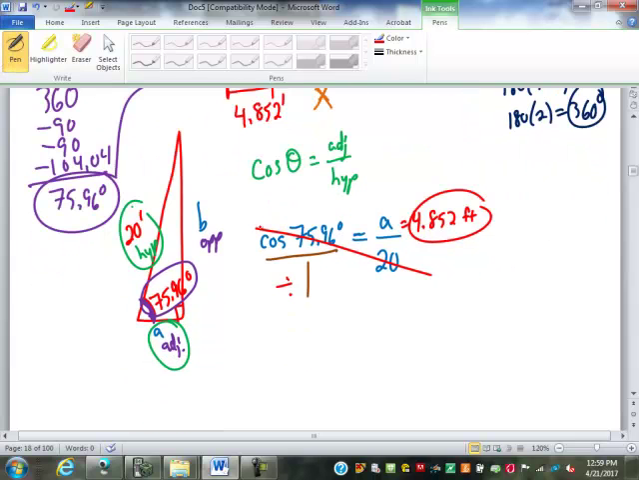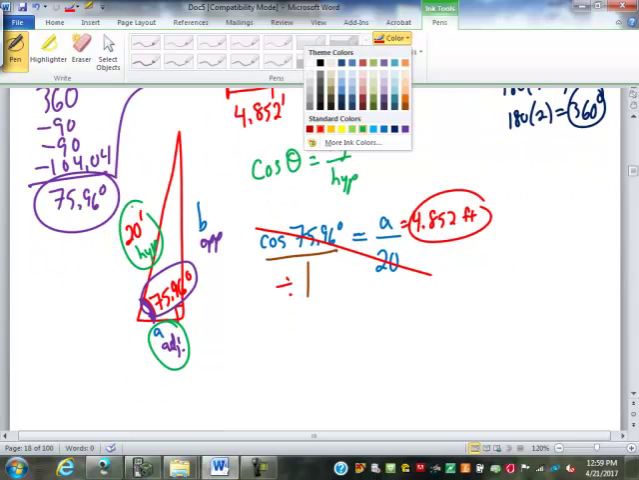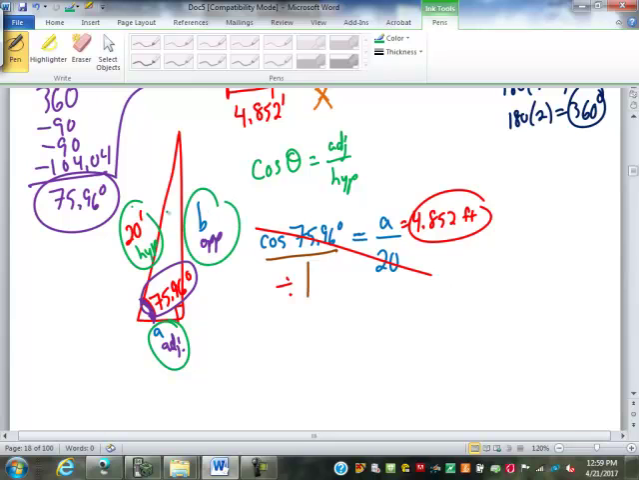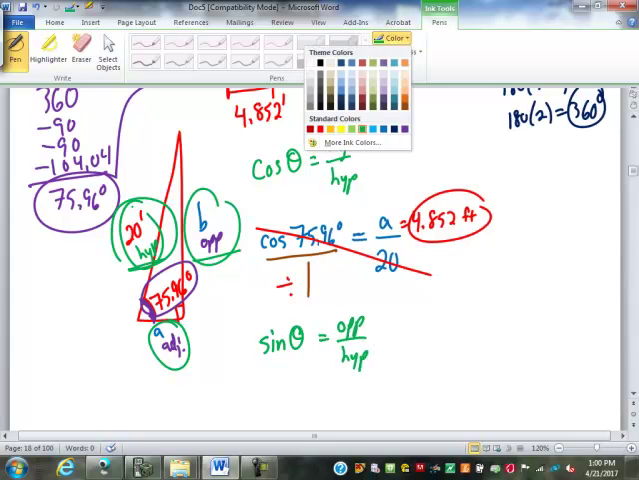For B, B is the opposite side, and I'm going to still use the 20 because that's a given. I don't want to use the A because that's rounded off. I don't want to use a rounded answer to calculate another answer if I can avoid it. So I have opposite and hypotenuse, which is sine of theta is opposite over hypotenuse. So I write out its definition.